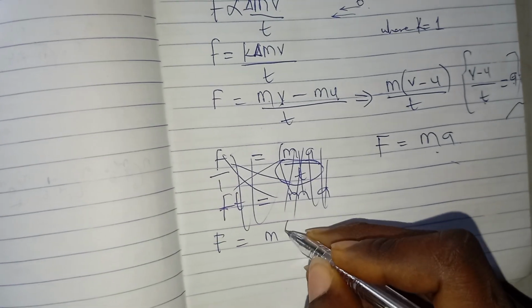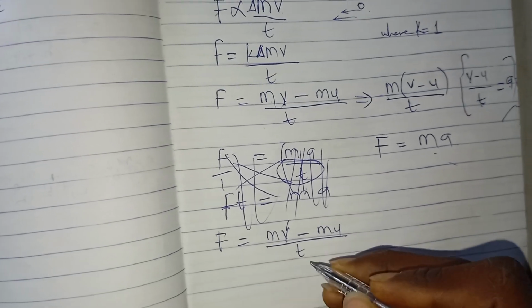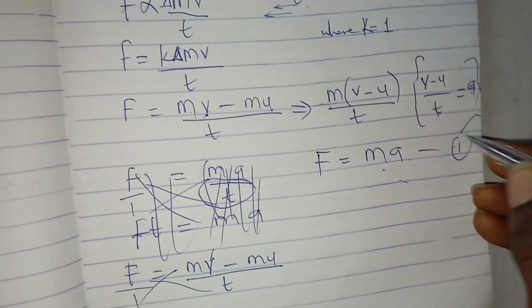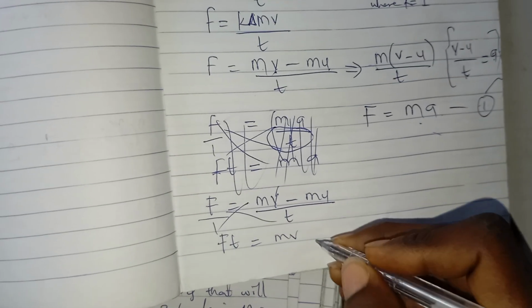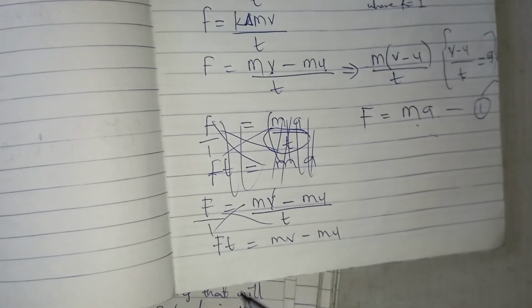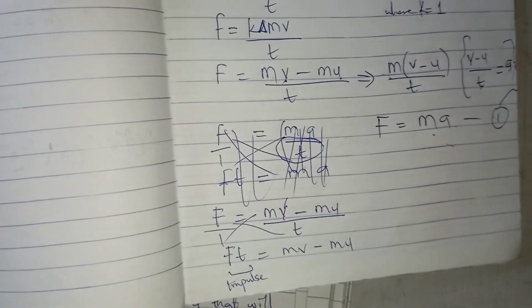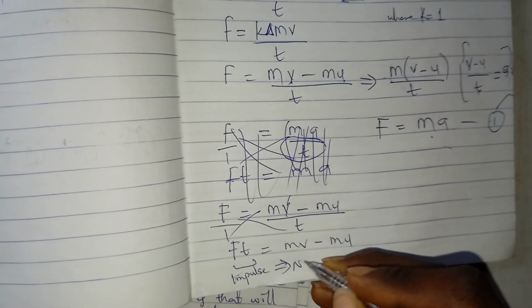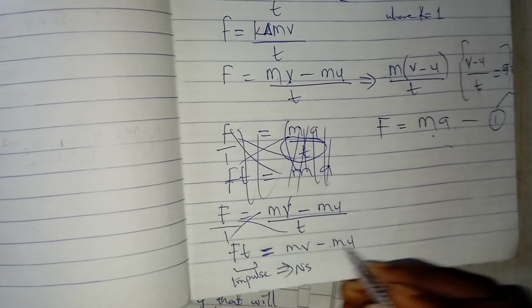Notice that from this point where I have F equals mv minus mu all over t, this is equation 1. I can actually cross multiply. So I get Ft equals mv minus mu. This right here is what we call impulse. And we say that impulse is the product of force and time. The unit is Newton seconds. And notice that this force times time is equal to mv minus mu.